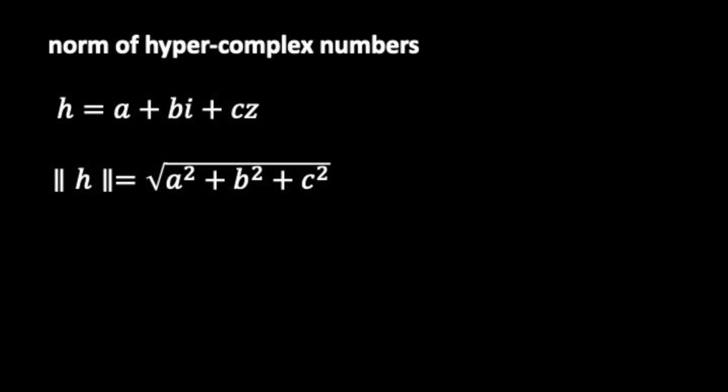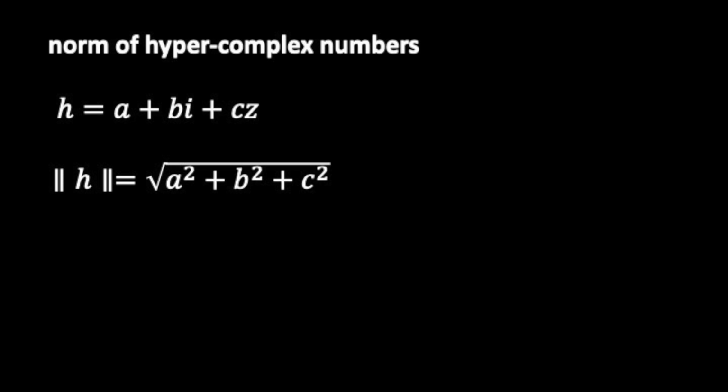Let's now determine the norm of a hypercomplex number. For any hypercomplex number h of the form a plus bi plus cz, the norm of h, indicated by placing h between double vertical lines, is defined as the square root of the sum of the squares of a, b, and c. This corresponds to the length of the vector starting at the origin and ending at point h in the hypercomplex space.